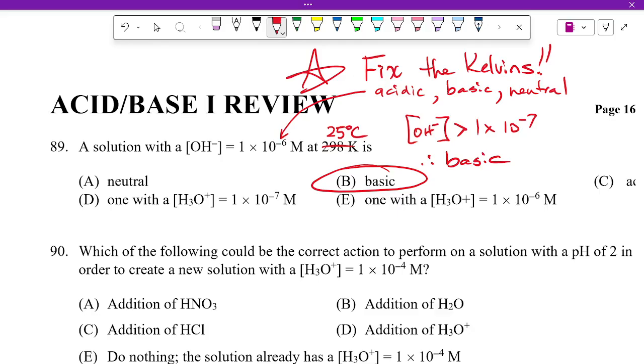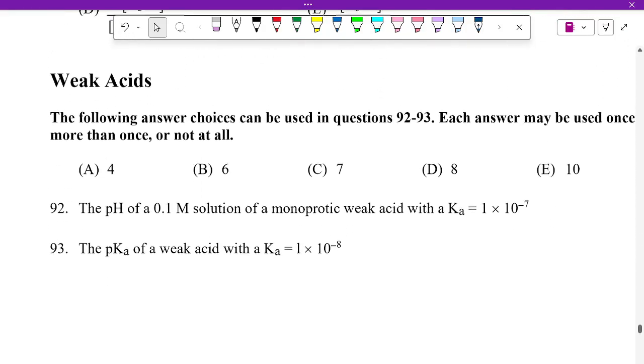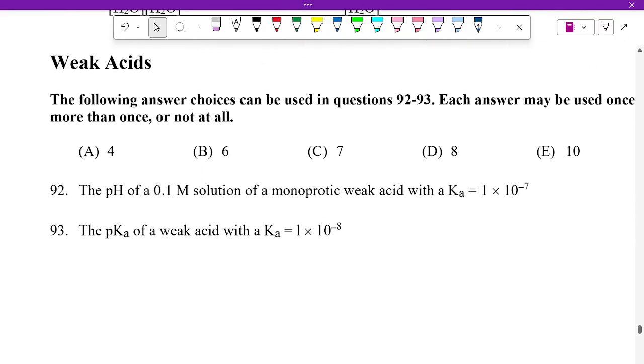All right, number 92. The pH of a 0.1 molar solution of a monoprotic acid with a Ka of 1 times 10 to the negative 7. Now, because this is multiple choice, I wouldn't even bother with a rice table. Normally, I would do a rice table for a question like this. But because it's multiple choice, I would just say Ka is equal to x squared over 0.1.